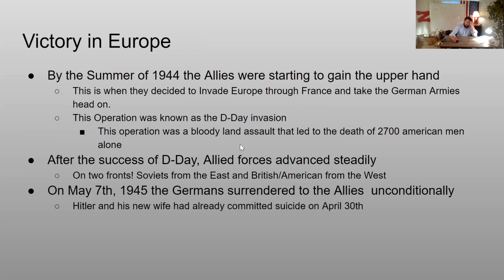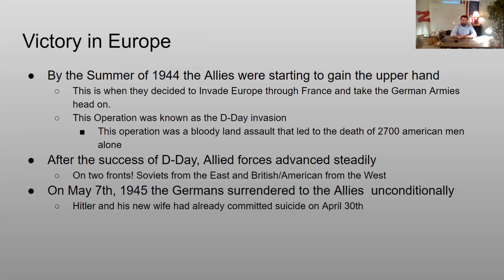Now, all of these things end up leading to, ultimately, and we know this isn't a spoiler, the Allies having a victory, and the first victory that they have is in Europe. So by the summer of 1944, the Allies were starting to gain the upper hand. They had not only invaded through Italy, but they had controlled a lot of Africa. The United States is starting to do some good things in the Pacific, the other theater of World War II. And this is when they decided to invade Europe through France and take the German armies head on.